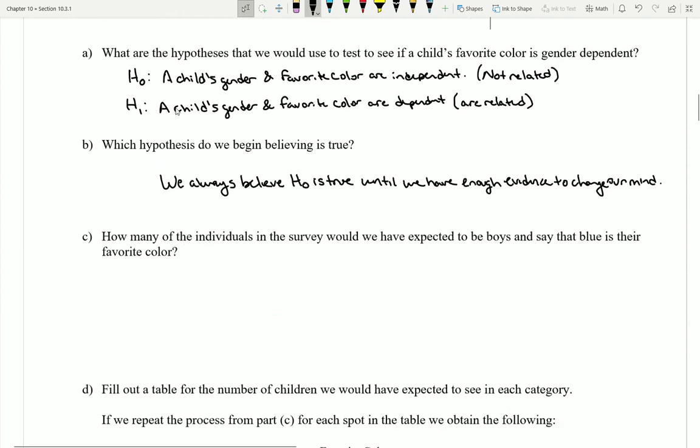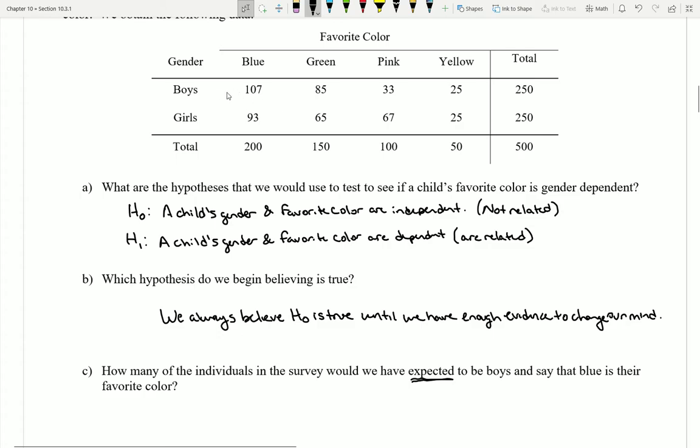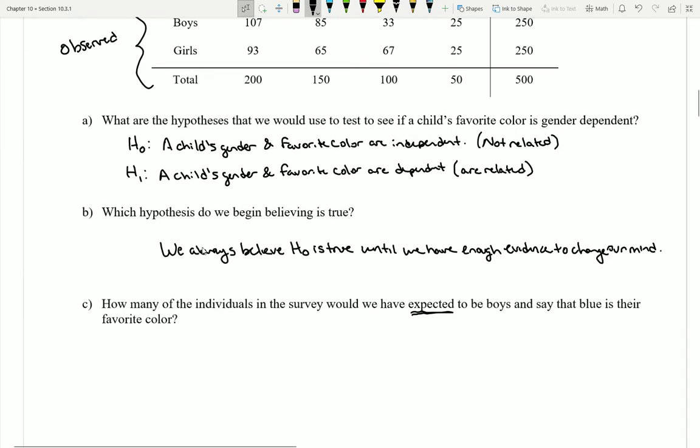Okay, so let's begin by assuming that a child's gender and favorite color are completely independent. They're not related in any way. Well, how would I begin to answer a question like part C? How many of the individuals in the survey would we have expected to be boys and say that blue is their favorite color? In this chart, we know what we observed to be true. This is all values that were observed, but now we want to ask, if H0 was true, what would I have expected to see?